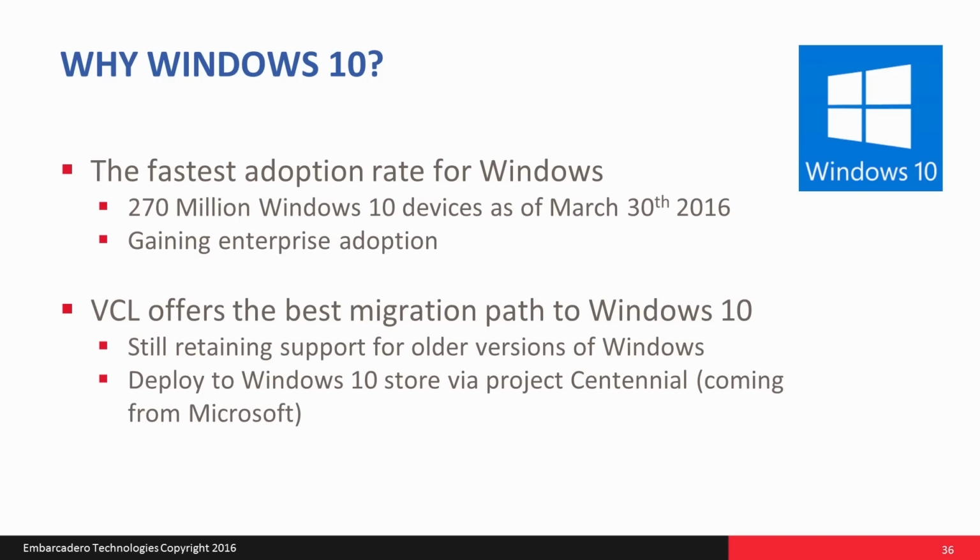Now, Windows 10 has seen the fastest adoption rate for Windows. There are over 270 million Windows 10 devices as of March 30th, 2016. And Windows 10 has also really gained a lot of adoption in the enterprise as well. Now, VCL continues to offer the fastest migration path to Windows 10.